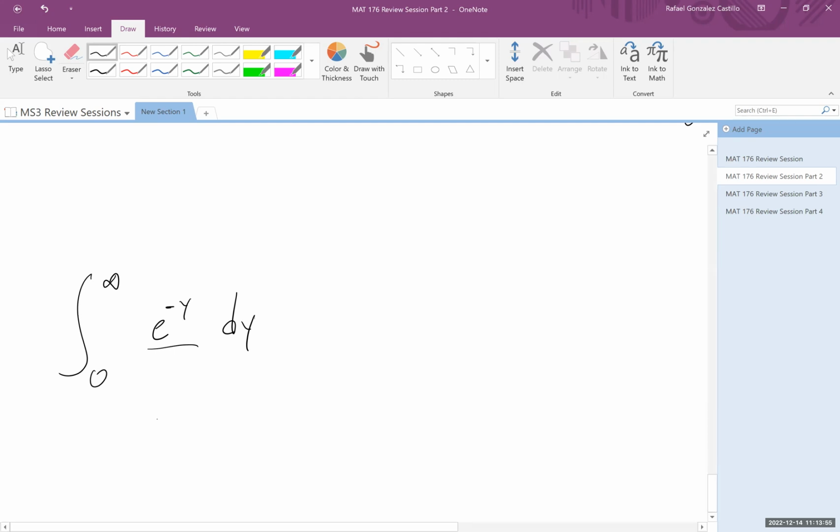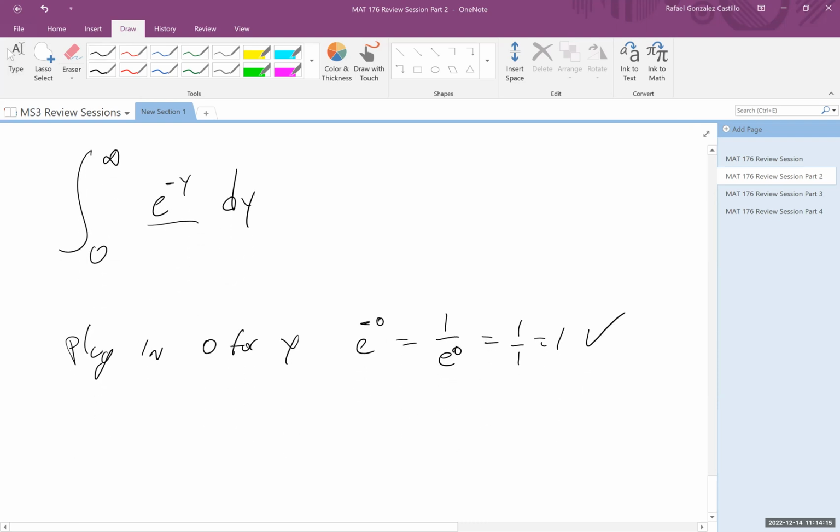So if you plug in 0 for y here real quick, we get e to the minus 0, which is equal to 1 over e to the 0, which is equal to 1 over 1, which is 1. 1 is a real number, so this is a type 1 improper integral. Richard said it's going to be 1. Very good. So now we could go ahead and again use our techniques to solve this.